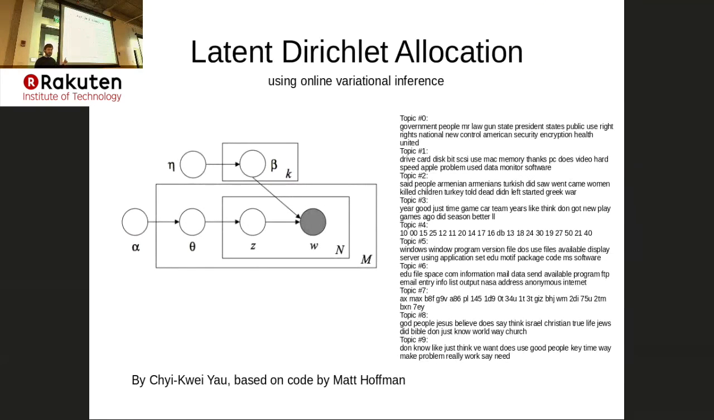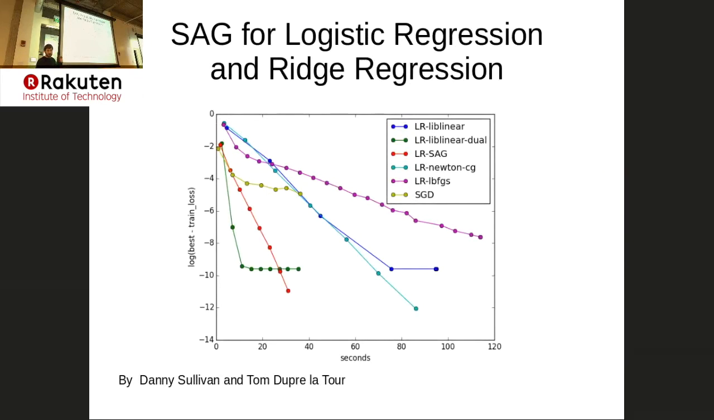The cool things that we have are latent Dirichlet allocation with online variational inference, which is used to build cool topic models. It was slightly faster than Gensim, then Gensim took our Cython code, so now we're at the same speed again. We also have a new solver for logistic regression and ridge regression, called SAG, which is faster than liblinear in many cases.